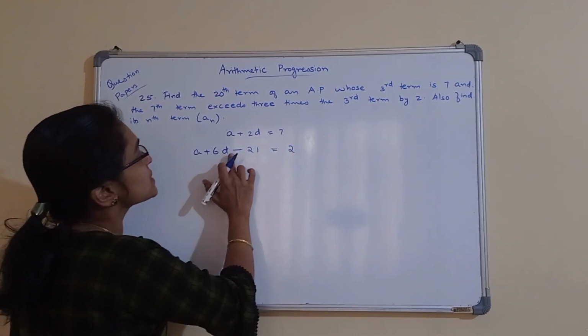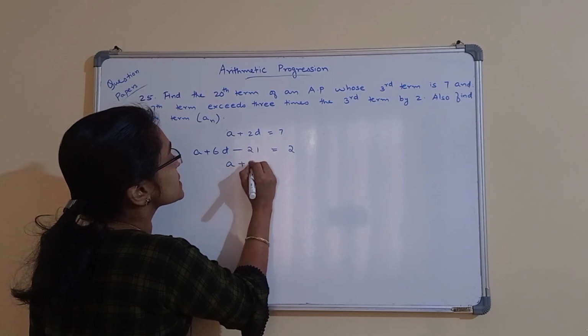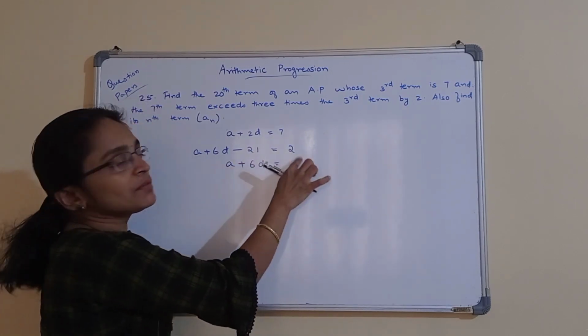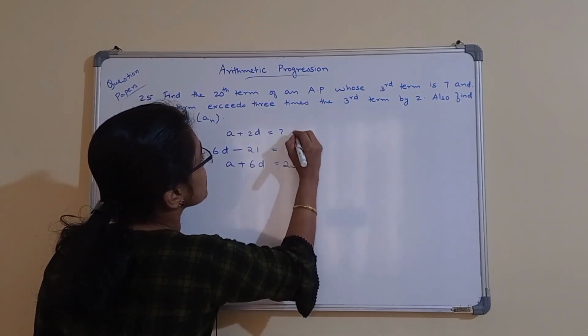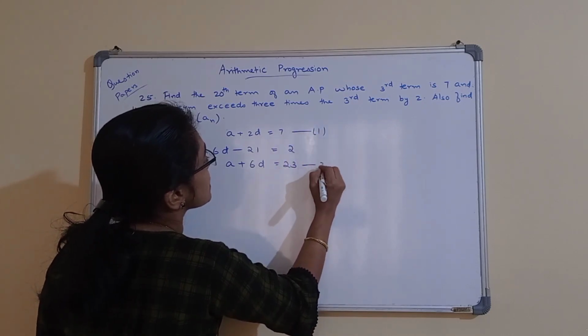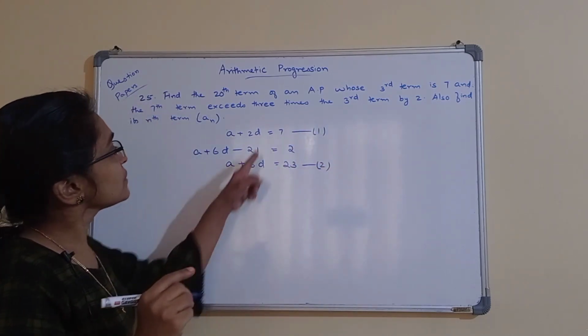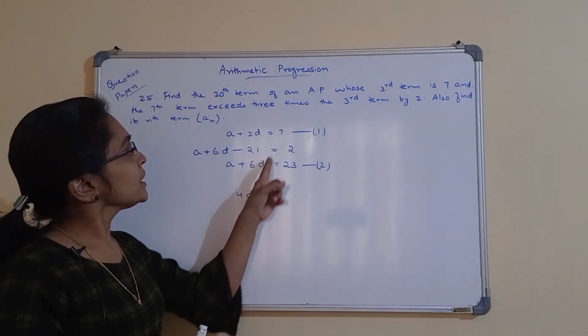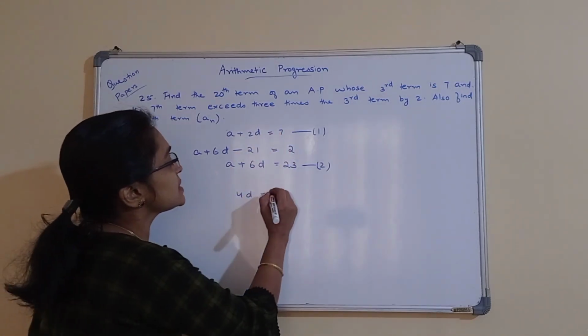So, we got a plus 6d equal to 21 plus 2, which is 23. So, this is equation 1 and this is equation 2. Now, subtracting 1 from 2 we get 4d equal to 23 minus 7, which is 16.